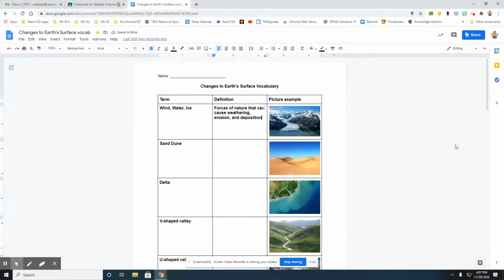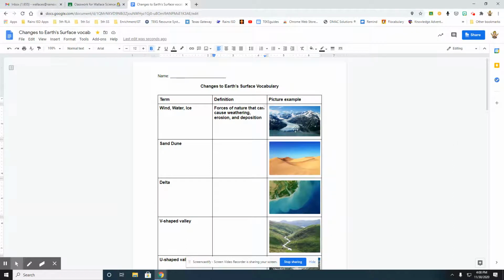So what does that mean as far as changes to Earth's surface? That means that as we break things down, as things are weathered, we're going to change the surface of the Earth. As things move across the surface with erosion, that's going to leave a path and make the Earth's surface look different. And then deposition, the dropping off of those sediments, okay?